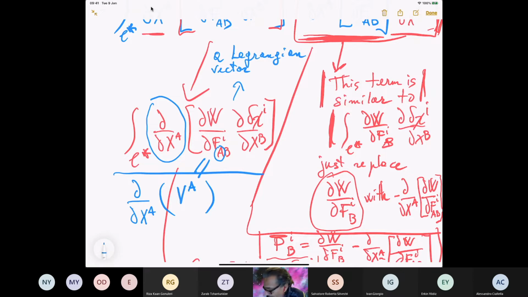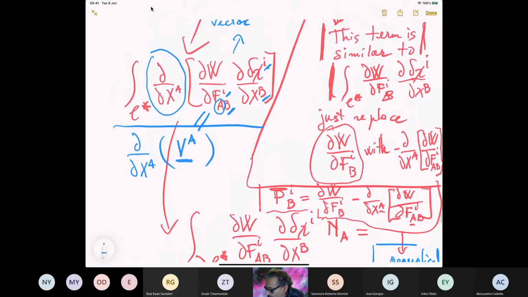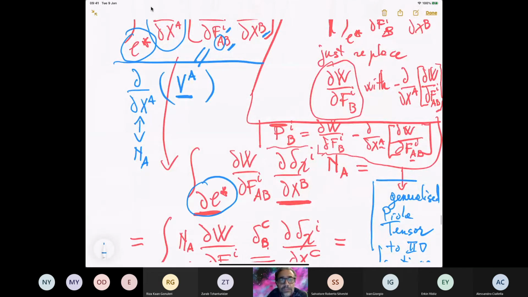This is a Lagrangian vector because this index B is saturated. So from the mathematical point of view, you have only a vector, a Lagrangian vector, and you apply the divergence theorem to this Lagrangian vector. The rule for applying the Gauss theorem, the divergence theorem, is to replace this derivative with N_A and replace the volume with the boundary. This is the rule which has to be used. We will come back to this point soon.